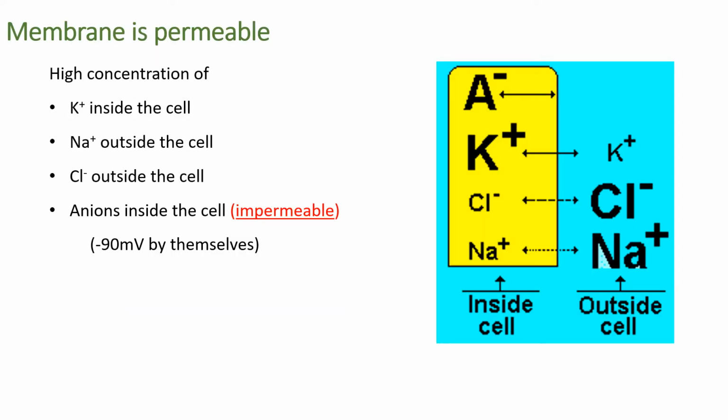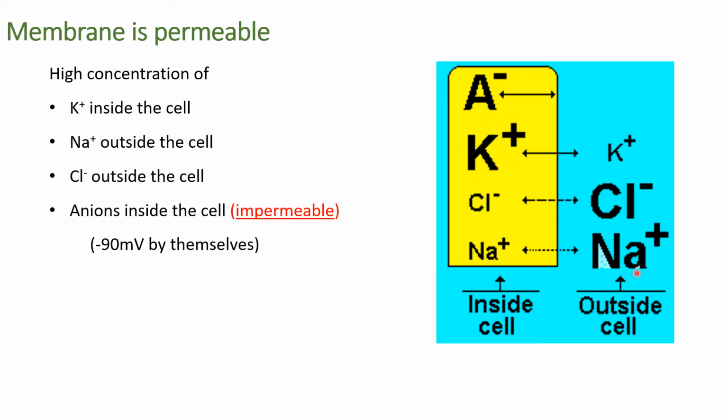So I said earlier that that membrane is very permeable. You could think of this as being semi-permeable, but we're just going to say it's permeable right now. So we've got a high concentration of potassium inside the cell. So we got potassium really big here. If this is our cell, you can think of the potassium being inside the cell. You got a lot of it there.